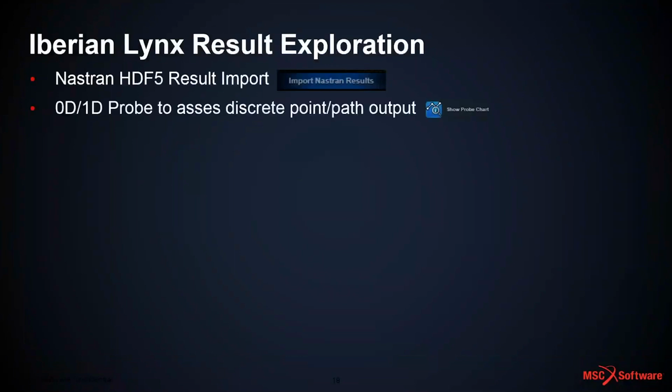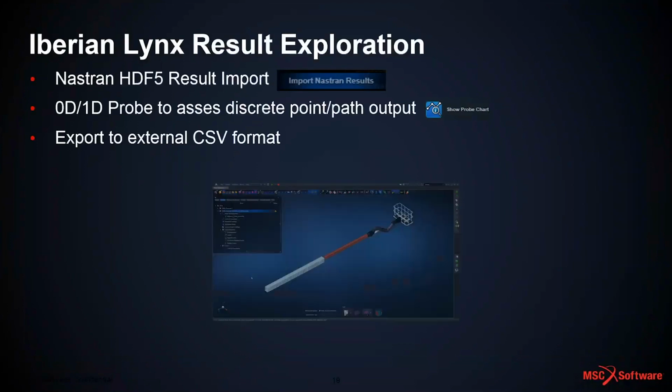We've got the ability now to probe the model for 0D elements or nodal quantities, and a 1D probe to look at results across a path or a point output. And now we've got something which is new to Iberian Lynx, the ability finally to write out those results into CSV format for downstream post-processing in Excel or any other tool that you might wish to use.